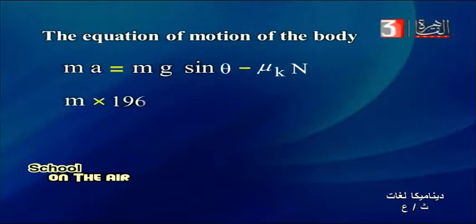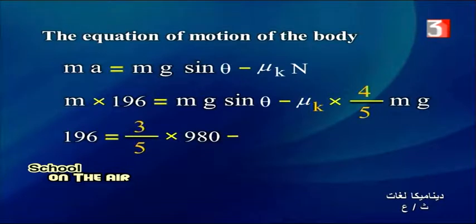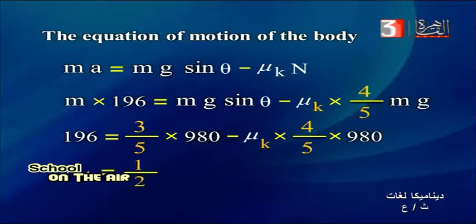Then m times 196 equals mg sine theta minus mu k multiplied by N, which equals 4 over 5 mg. We can cancel the m from both sides. Then 196 on the left hand side equals 3 over 5, which is sine theta, multiplied by 980, minus mu k times 4 over 5 times 980. Then mu k equals half.